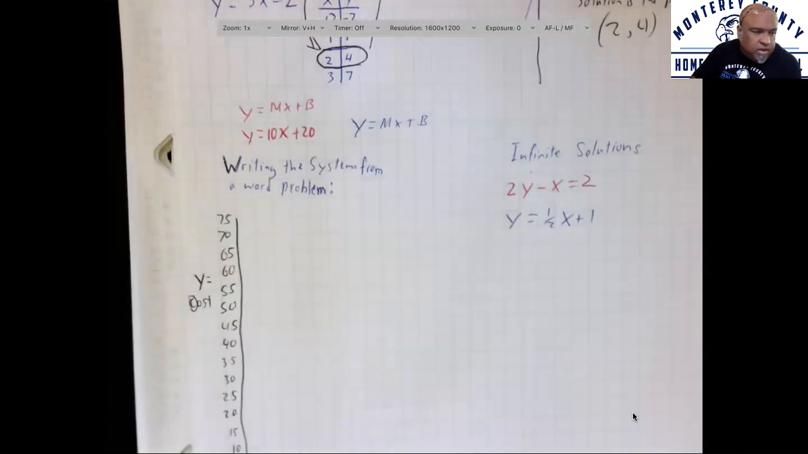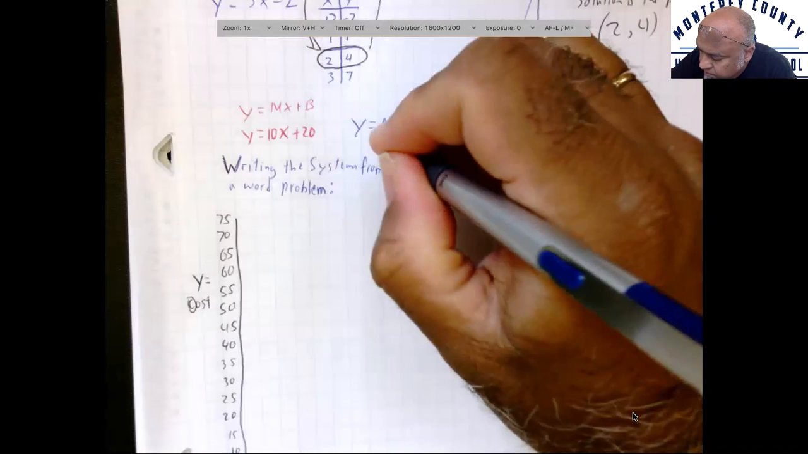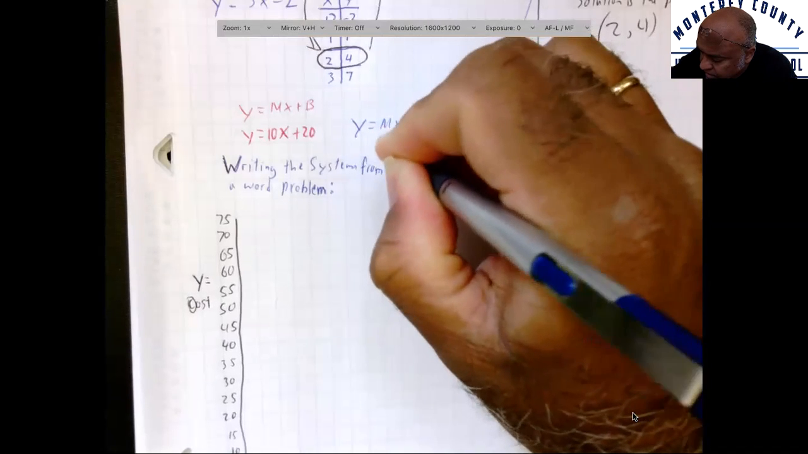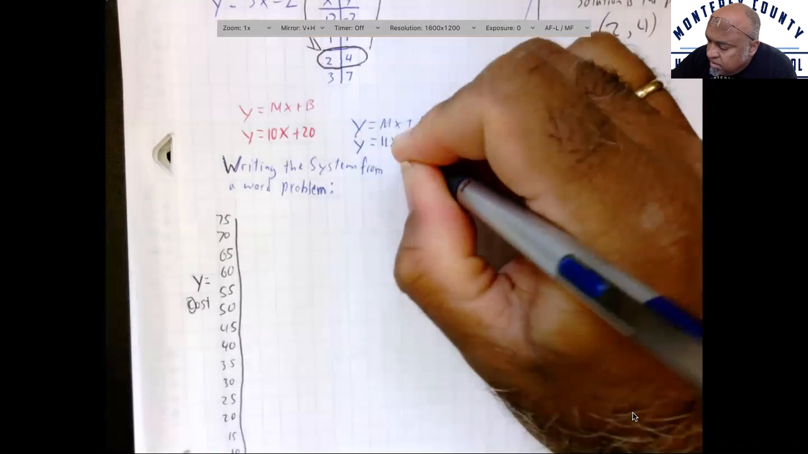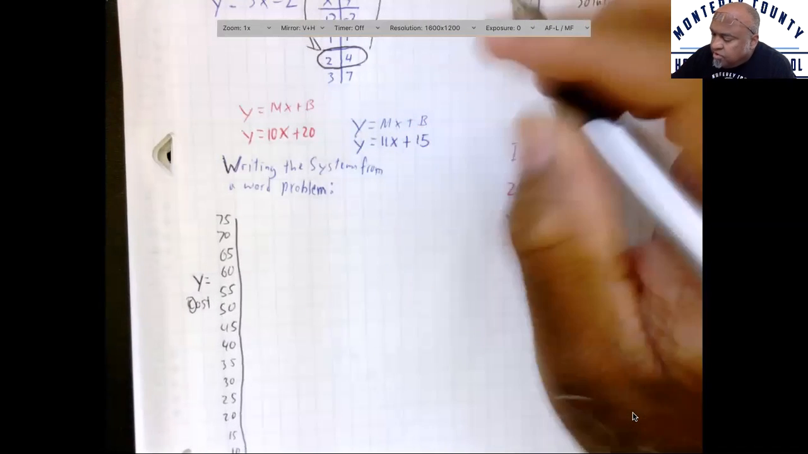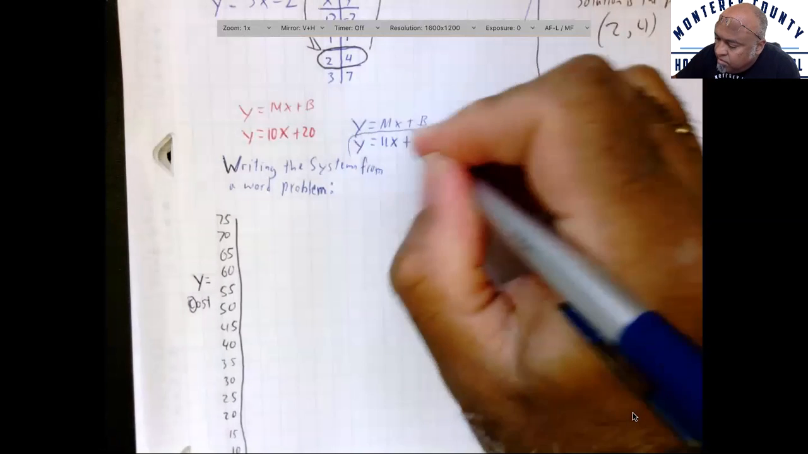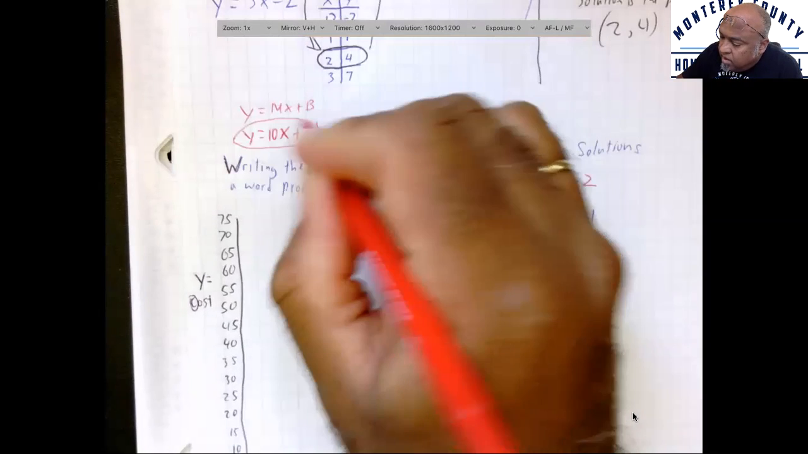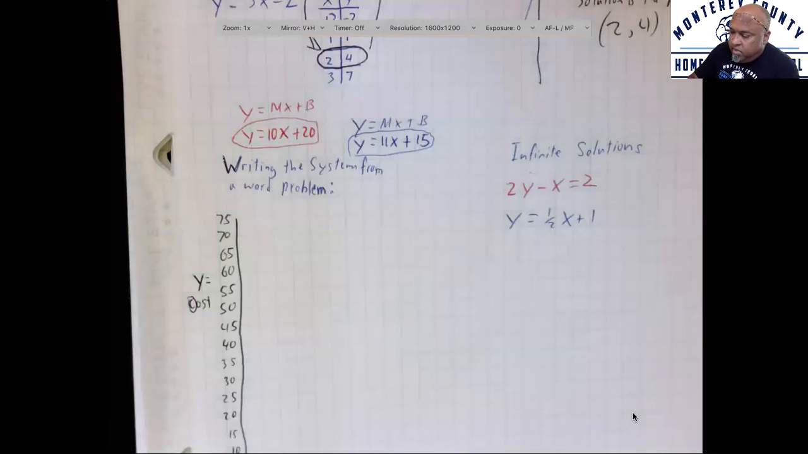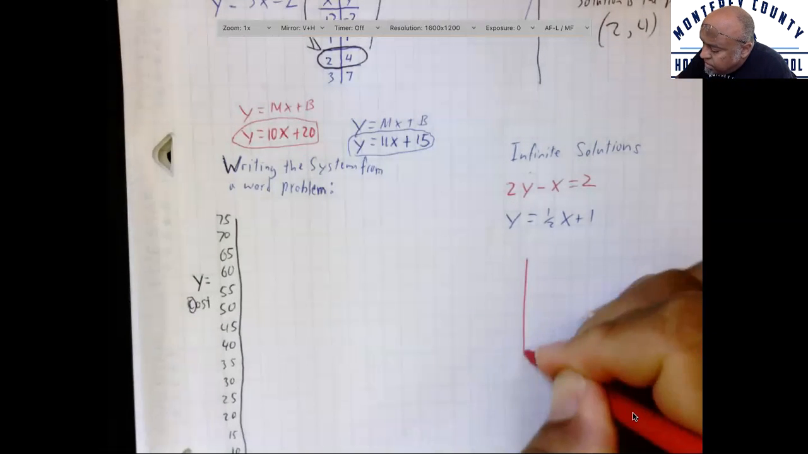Now, let's go ahead and figure out the next one. So for the next cable service or satellite service, it says the second service charges $11 per month. So remember, when it says per, that implies times, plus a $15 activation charge. So now we have made our two equations. y equals 11x plus 15, and y equals 10x plus 20. Okay? So now let's make a table of values for both.